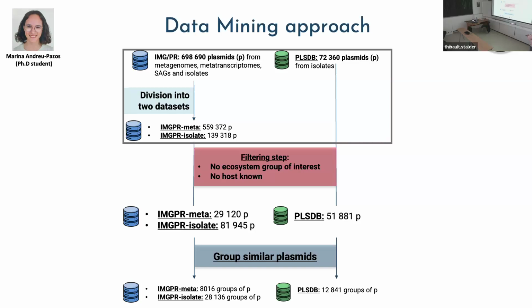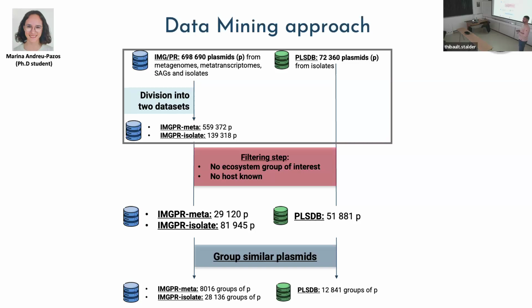One is this EMGPR database that grouped over 700,000 plasmids from metagenomes, metatranscriptomes, single assembled genomes or isolates. And one other one is the PLSDB plasmid database, which is a very highly curated database for plasmids. This database has the advantage that the plasmids are very well curated. We know they are plasmids, they're circular, they're very well characterized.